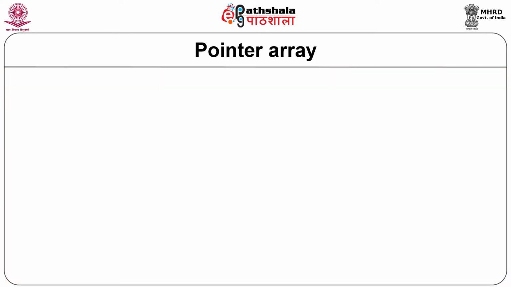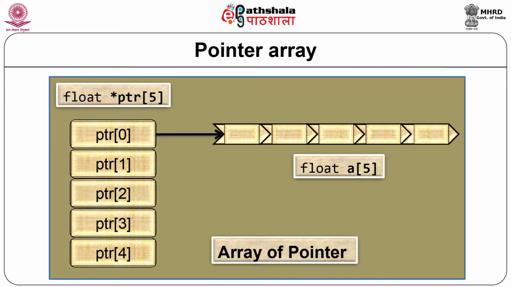Let us see pointer array. Pointer array is an array of pointers. We can store pointers, that is, addresses of memory, in the array. You can see in this slide there are 5 different pointers indexed from pointer 0 to pointer 4. So, pointer 4 means the fifth element.